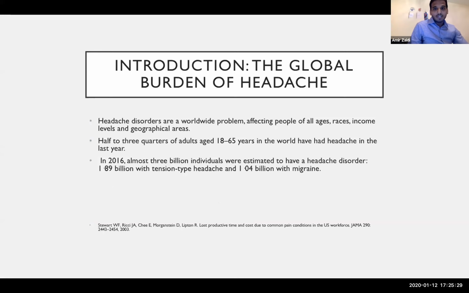It's a worldwide problem affecting all ages, races, income levels, geographical areas. Nearly half to three-quarters of adults between 18 and 65 years had headaches last year. This study was done in 2017. So in 2016, almost 3 billion individuals were estimated to have a headache disorder. Out of those, 1.89 billion had tension type headaches, and 1.4 billion, 1 billion people had migraines.